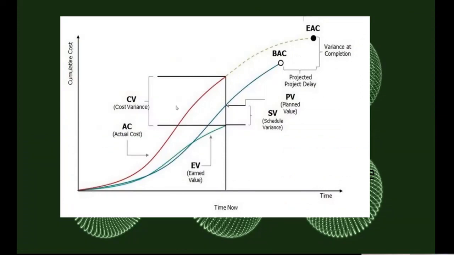Okay, this curve, this one is BAC, budget at completion. For example, a government agency says that they want to build a 2-mile road, and they make the budget $5 million. So initially, budget at completion is $5 million. They are expecting that. And for example, the project is 3 years. Here the time is 3 years, and here the accumulated cost is $5 million.